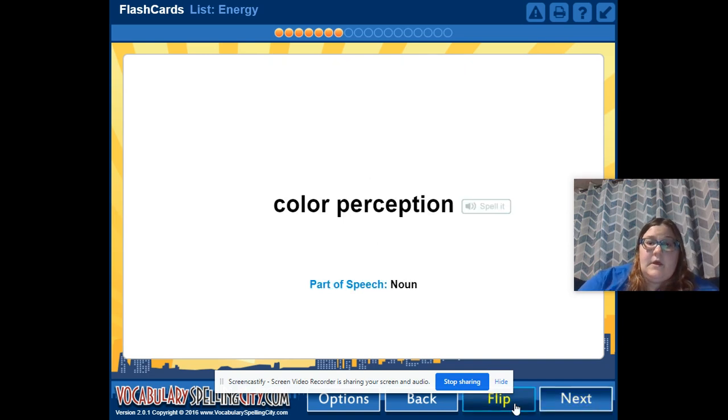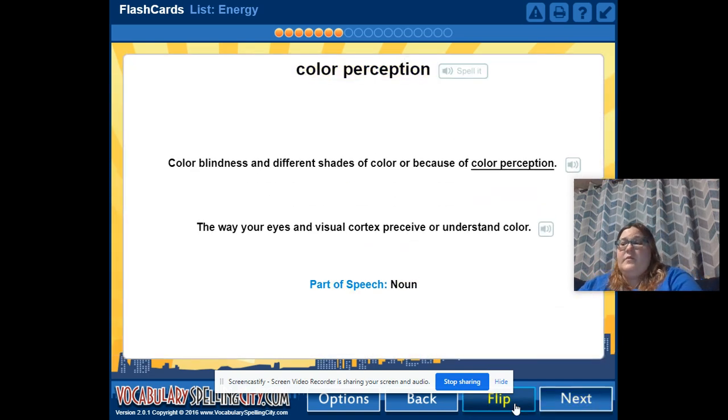Color perception. We talked a little bit about this when we were talking in the color and eye PowerPoint. It's the way your eyes and your visual cortex perceive or understand color. We see colors differently than other people. Like I held up my cup one time and someone said, oh, that's blue. Someone else said, oh, that's green. It changes based on how you perceive a color, how your eyes understand it. Is it a bright blue? Is it a dark blue? Is it teal? Etc.